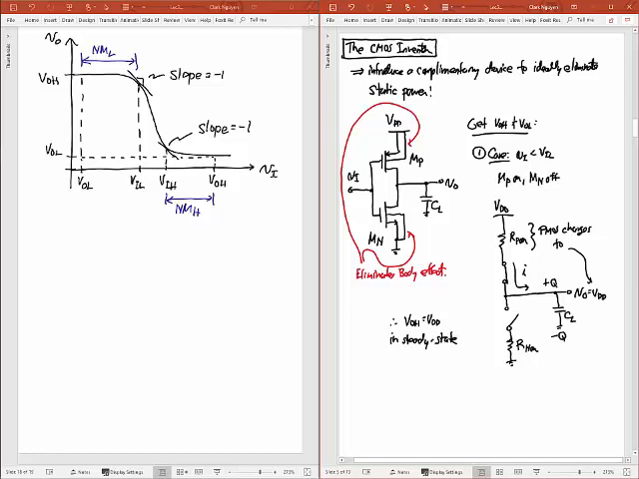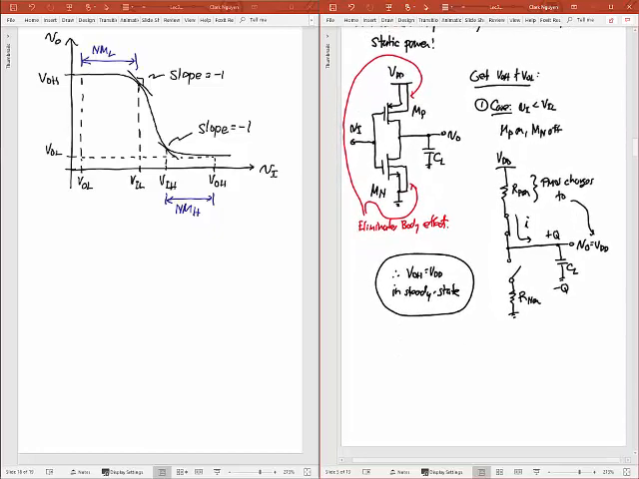Okay? And so that's my output high voltage for my CMOS inverter. And so now let's take the other case here to get the output low voltage. Let's do that on the next page.